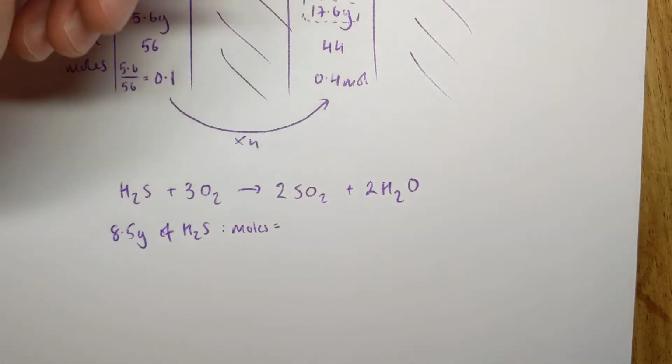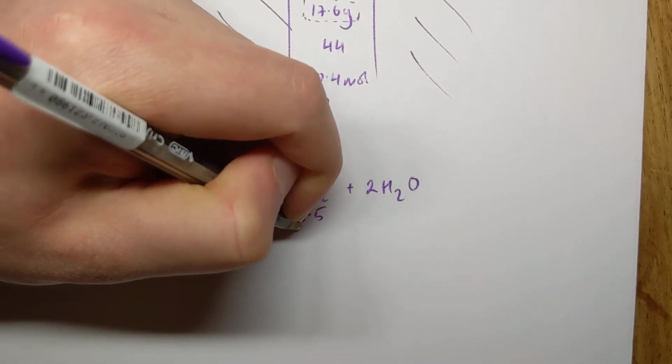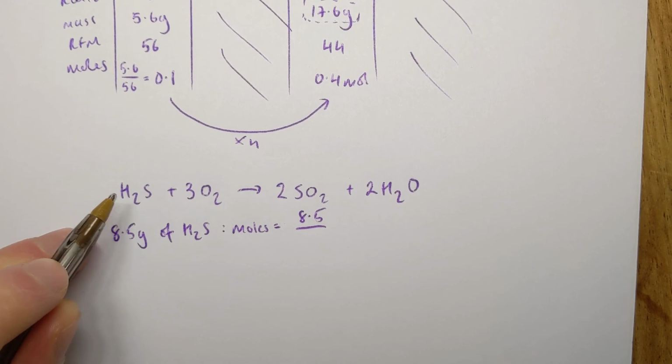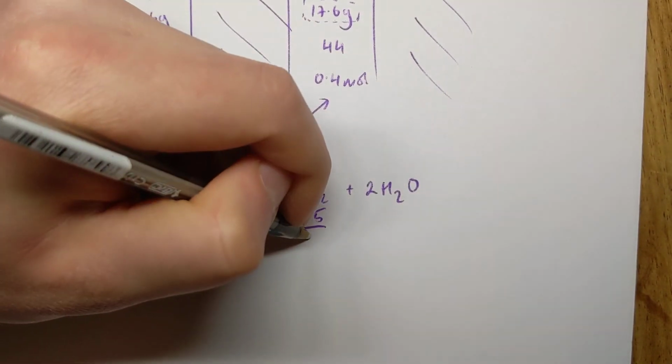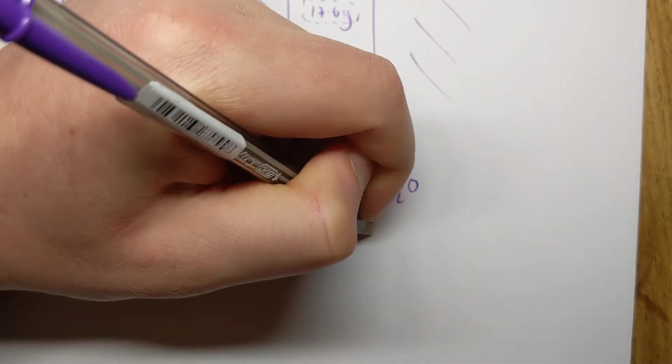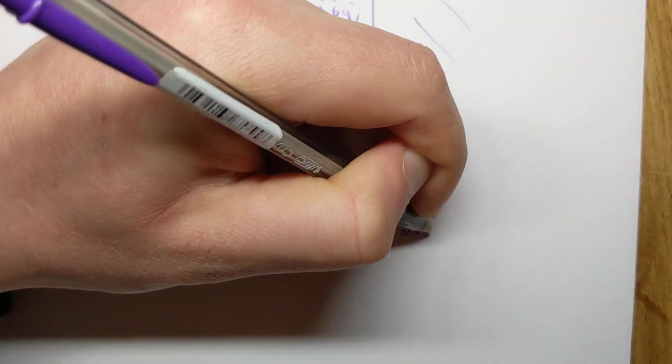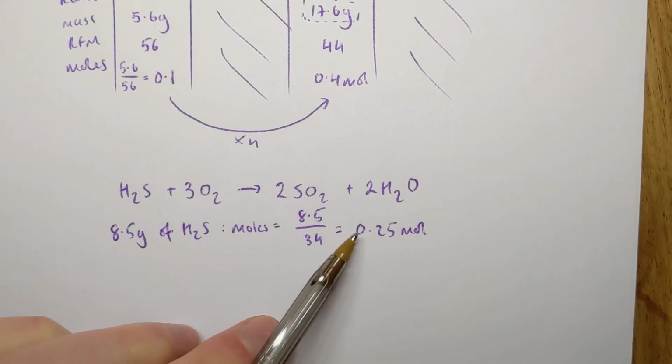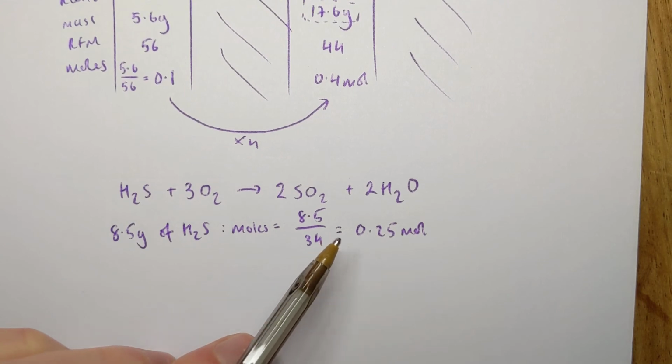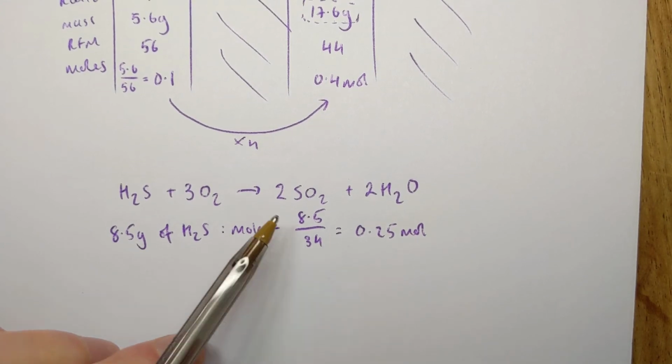Mass over RFM. 8.5 grams is the mass. RFM is 1 plus 1 plus 32, which is 34. That gives me 0.25 moles. I remember from my table method that once I've got the moles of one of the reactants, I use my ratio to work out the moles of the other thing I have to work out.